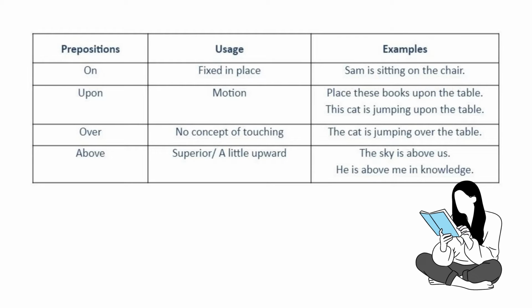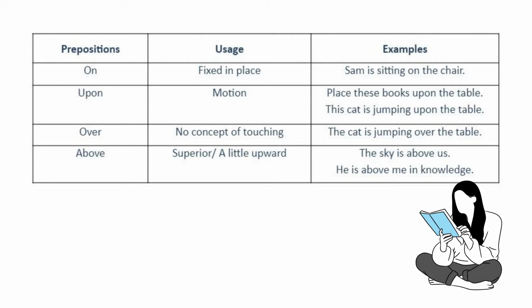Moving towards the next preposition, that is above. Its usage is to show that something is superior or it is a little upward than us. The first example is the sky is above us. And the second example is he is above me in the knowledge. In both the examples, above is used to mention the superiority.